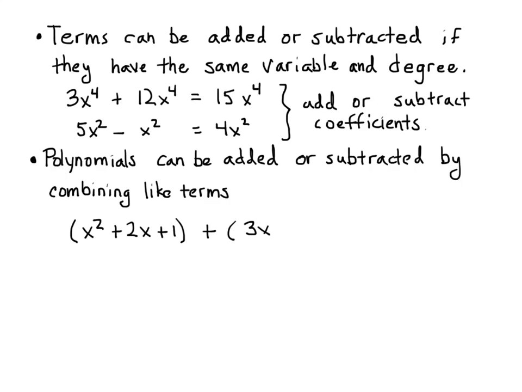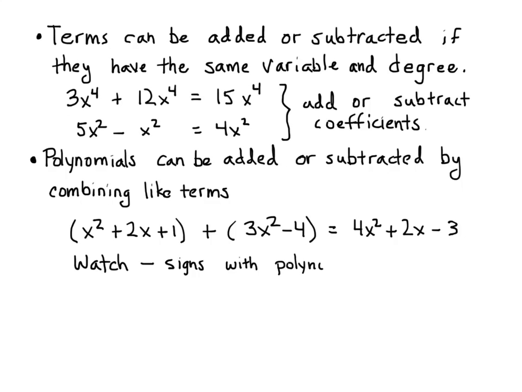So if we have a polynomial, x squared plus 2x plus 1, and we're going to add that to 3x squared minus 4, that simply then is the x squared plus 3x squared will make 4x squared. The 2x is the only instance of the first degree term, so we keep that as 2x. And then we have 1 minus 4, I made a mistake here, that's going to be negative 3. Like so. So you watch your signs.